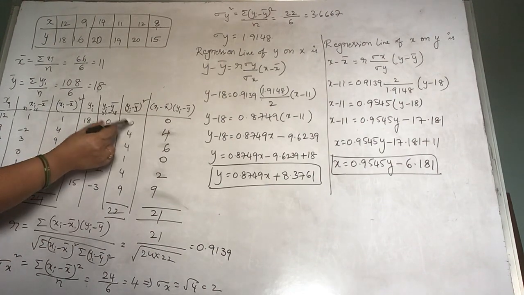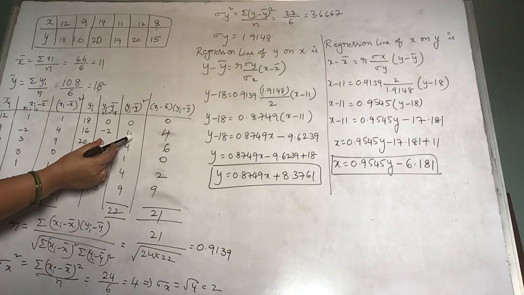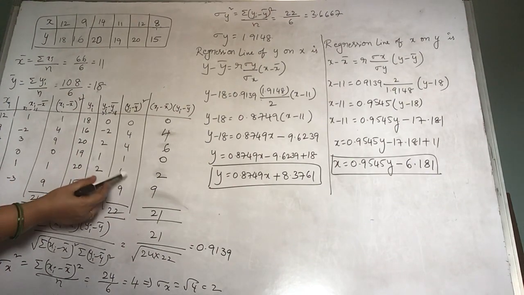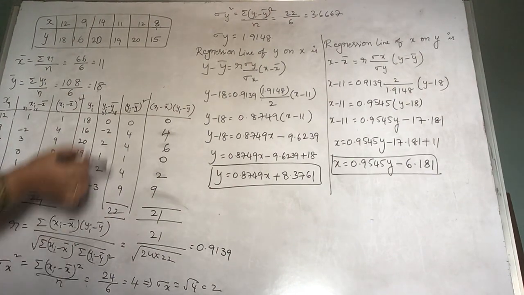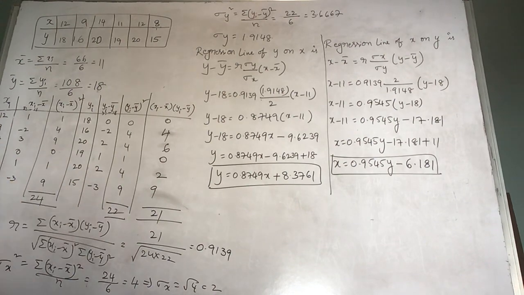Next, the squares of the values. 0 square is 0, minus 2 whole square is 4, 2 square is 4, 1 square is 1, 2 square is 4, minus 3 whole square is 9. Now adding all these values, we get 22.